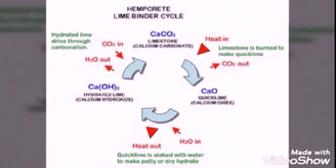Calcium oxide, which is quicklime, formed from thermal decomposition of calcium carbonate, which is limestone, combines with water to form slaked lime, Ca(OH)2. This Ca(OH)2, on reacting with carbon dioxide, again forms limestone, CaCO3. This calcium carbonate is the chemical name of limestone, marble, and also chalk piece.